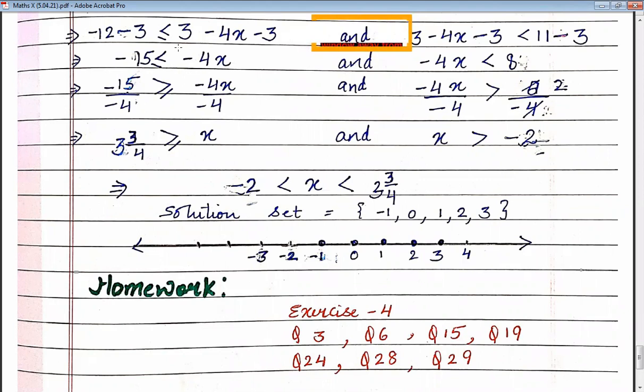Now children, in this you have to write all those values which lie between minus 2 and 3 upon 4, and your replacement set here is integers. So you have to write all the integers which lie between minus 2 and 3 upon 4. Just write all those values and your answer will be minus 1, 0, 1, 2 and 3. Okay children, so these are the values of the solution.